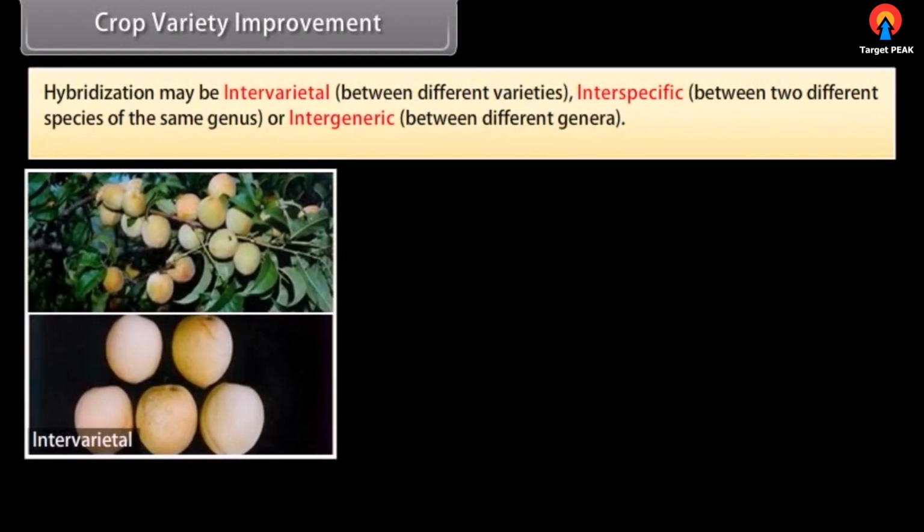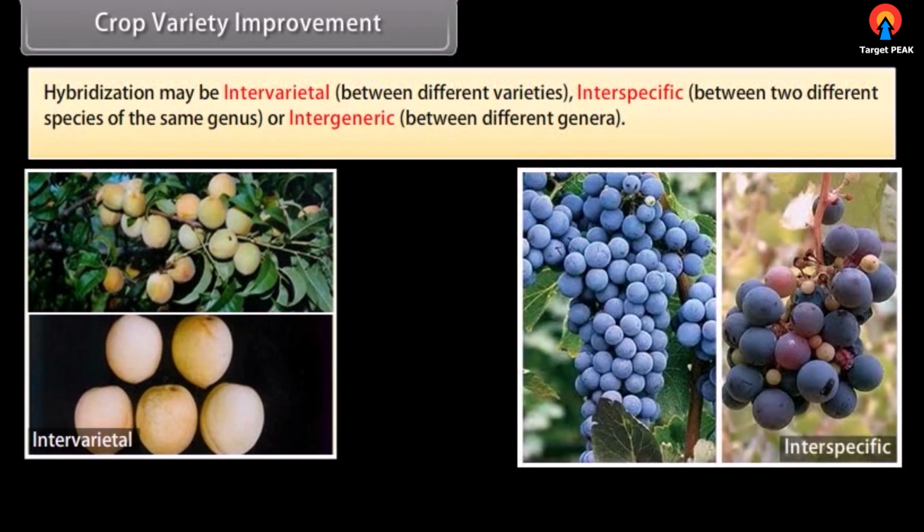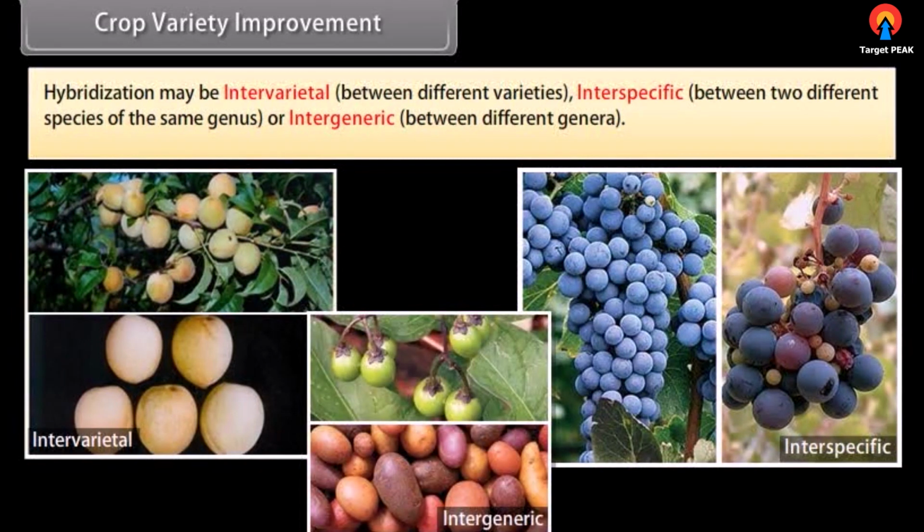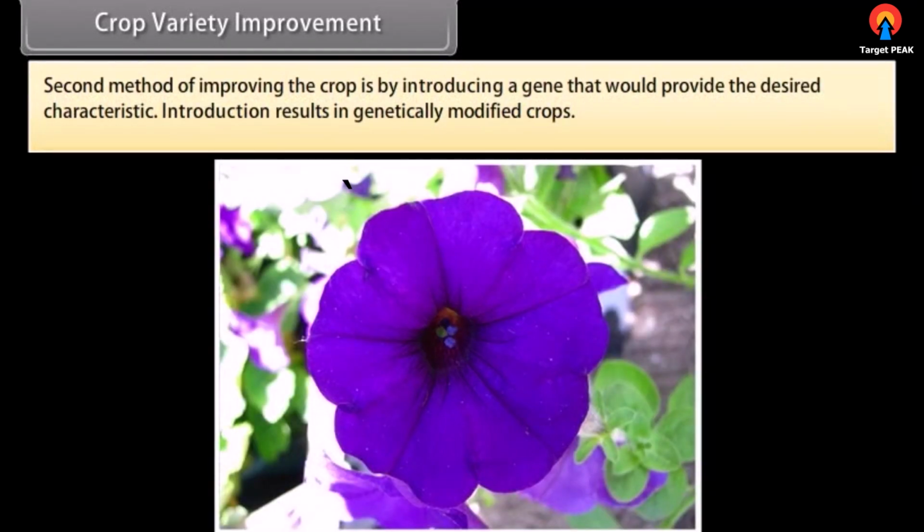Hybridization may be intervarietal between different varieties, interspecific between 2 different species of the same genus, or intergeneric between different genera. Second method of improving the crop is by introducing a gene that would provide the desired characteristic. Introduction results in genetically modified crops.